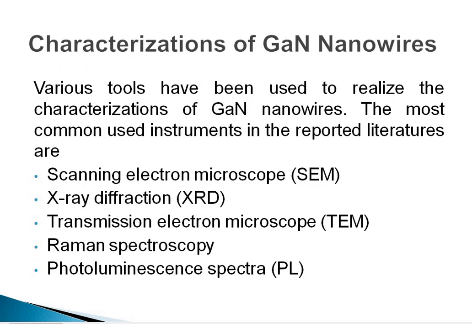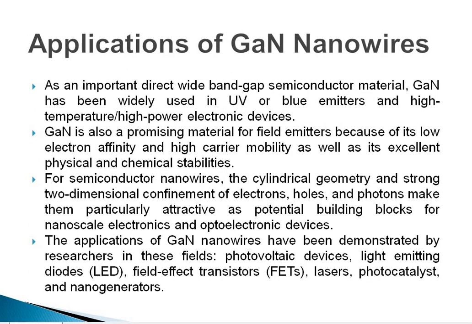Characterization of gallium nitride nanowires. Various tools have been used to realize the characterization of gallium nitride nanowires. The most commonly used instruments in the reported literature are scanning electron microscope, X-ray diffraction, transmission electron microscope, Raman spectroscopy, and photoluminescence spectra. Applications of gallium nitride nanowires.